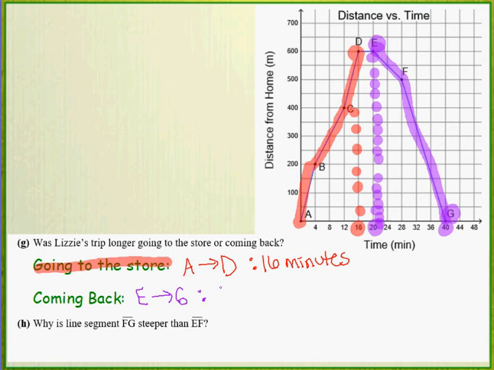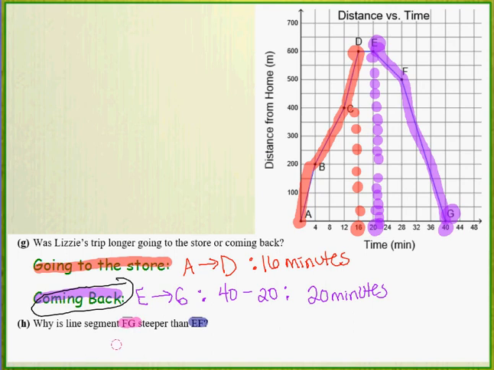We're going to need to find the difference between the 40 minutes total that it took for her trip and then the first 20 minutes of traveling there and picking up the milk. So it indicates that coming home took 20 minutes. So it turns out that coming back certainly took longer, by about 4 minutes.